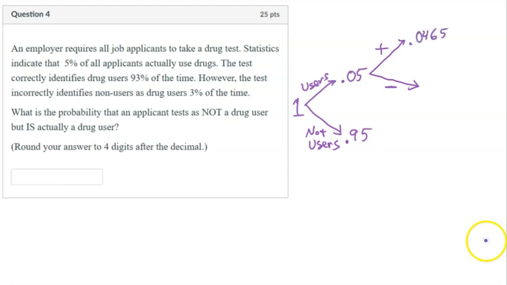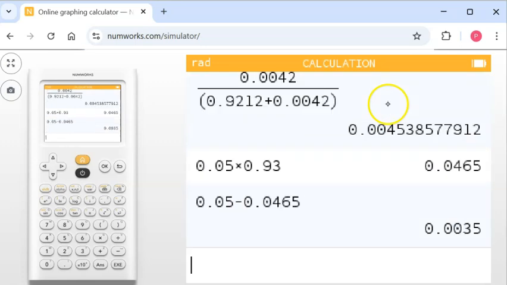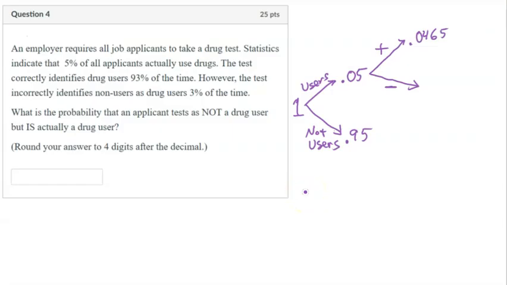0.0465. Then we're going to do 0.05 minus 0.0465, and that leaves us with 0.0035. Okay? Now we're going to go to the non-users, the 95%.